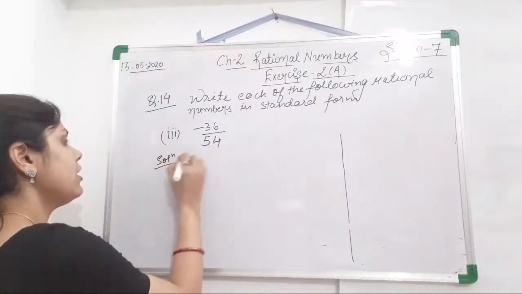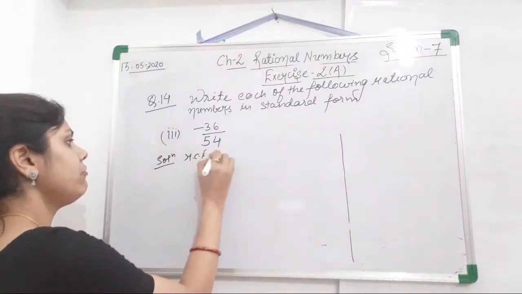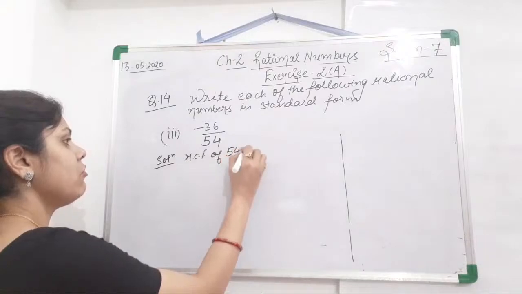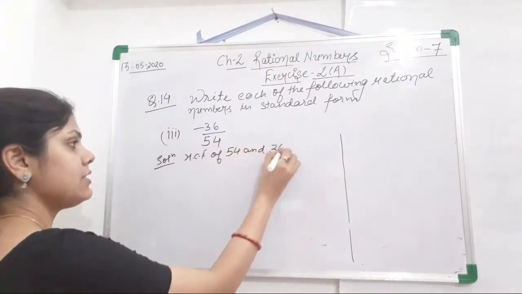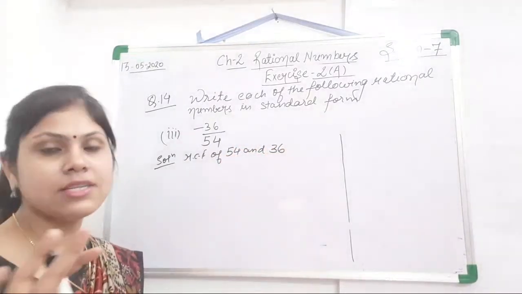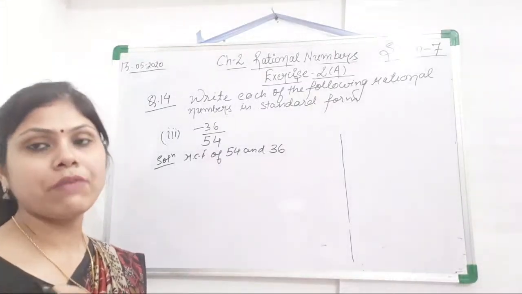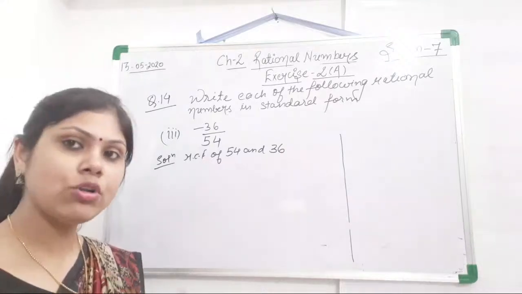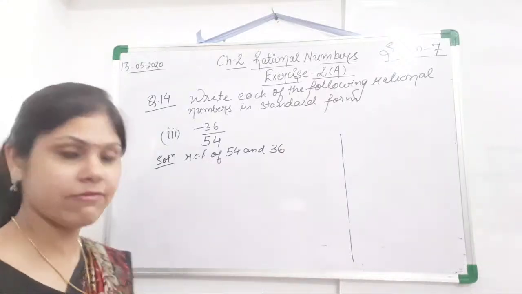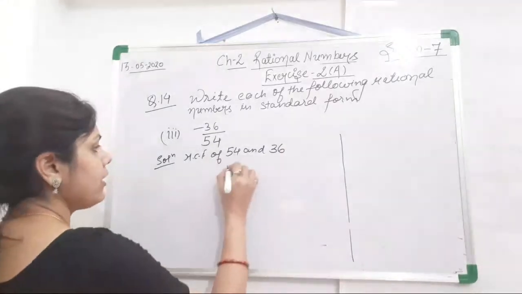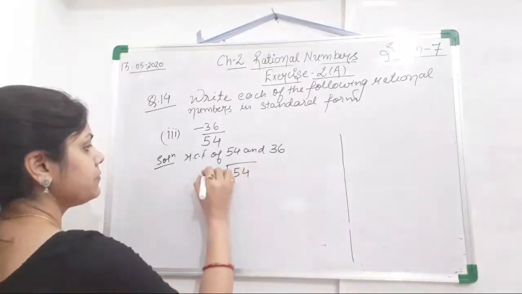Solution: HCF of 54 and 36. You will not consider the sign here. You will not take the sign. You will just take the number. Whatever numerical value is given, only that you will take to find out the HCF. Fine. Now again the same process.